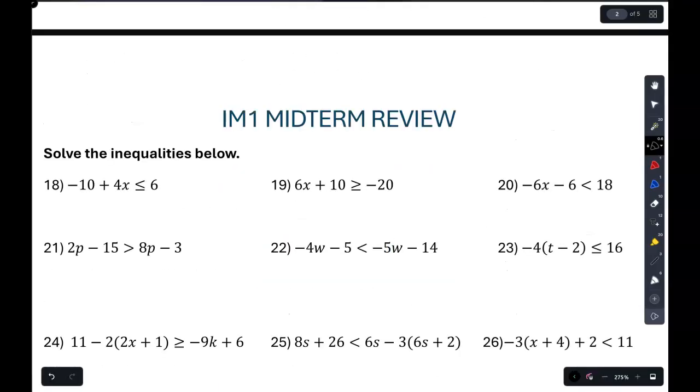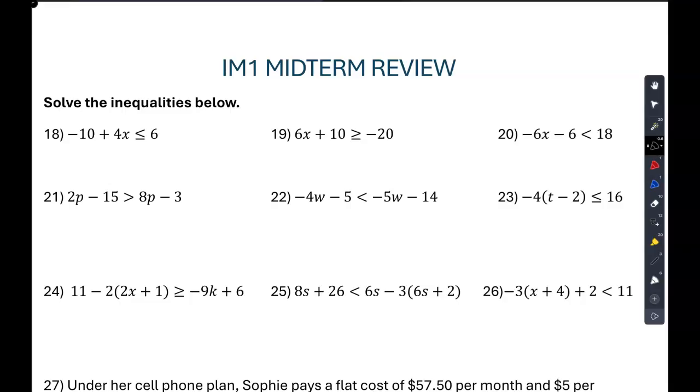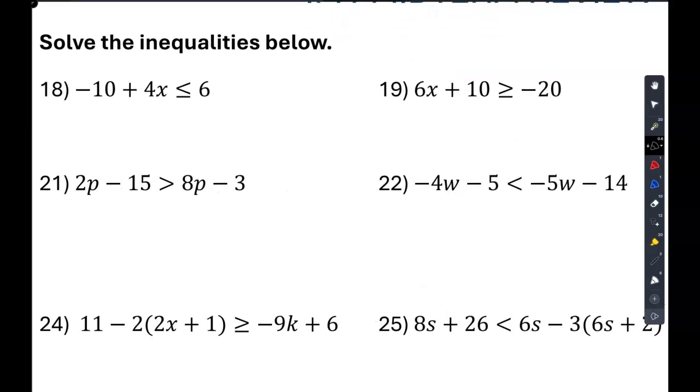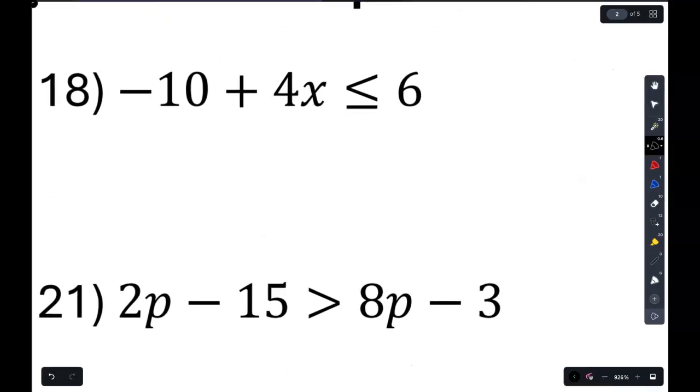All right, what do we got next? Some inequalities. All right, let's see how many of these I can get through. I'm going to zoom in here a little bit on 18.